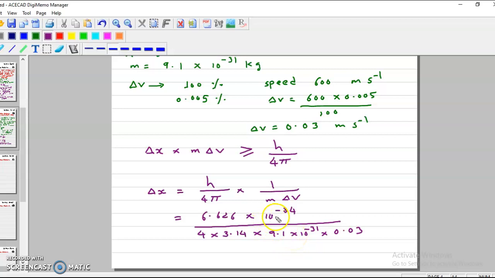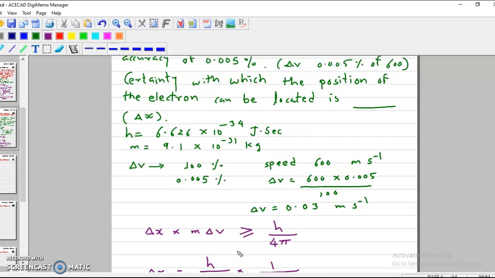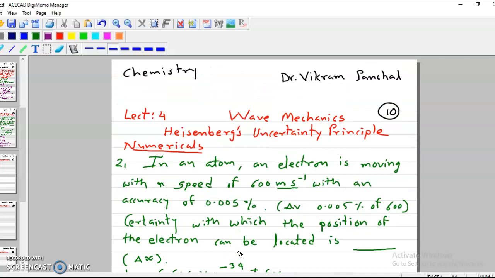So here we have 10 raised to minus 34 in the numerator and on the denominator 10 raised to minus 31. So 6.626, we can simplify one more time, over 4 times 3.14 times 9.1 times 0.03, into 10 raised to minus 3. The answer will be in meters. So this is what delta x is. Okay, then you can calculate and find out. This way numericals can be asked based on Heisenberg's uncertainty principle and you can answer the questions.